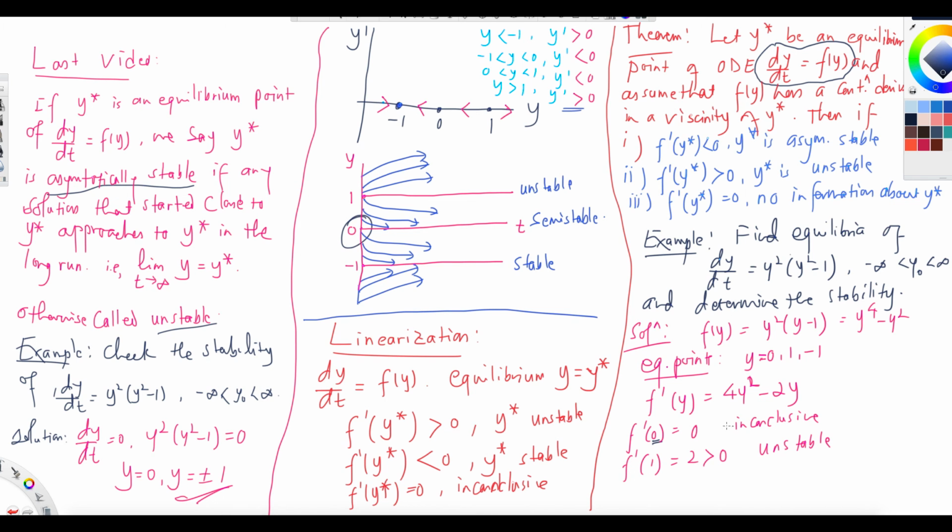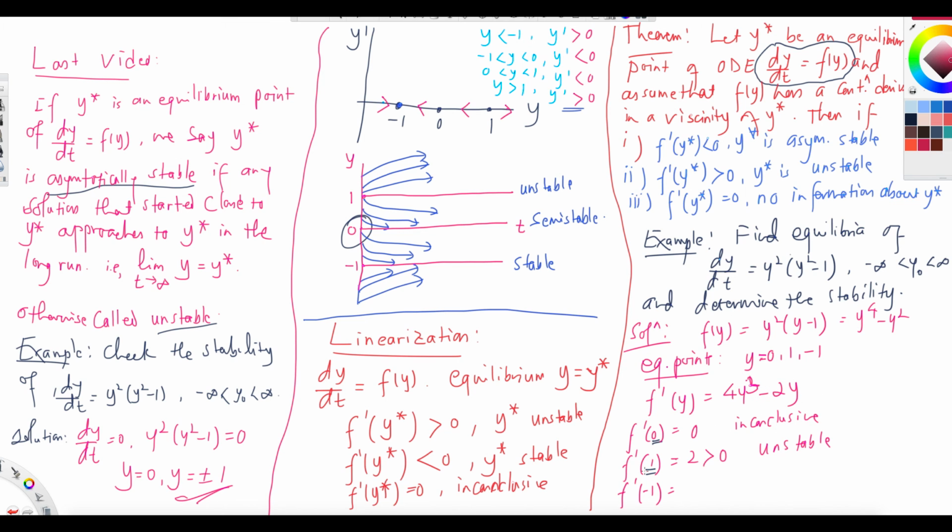This linearization technique was not able to tell anything at y equals 0. But at y equals 1, it is unstable. So this equilibrium point, y equals 1, is unstable. So how about f prime at negative 1? Plug in negative 1 here. Oh, by the way, this is cubed, I'm sorry. So f prime of y is 4y cubed minus 2y.